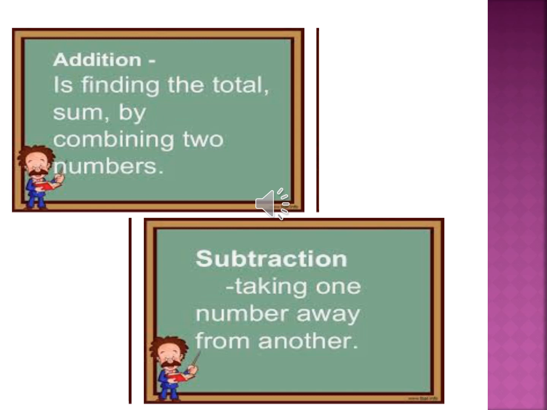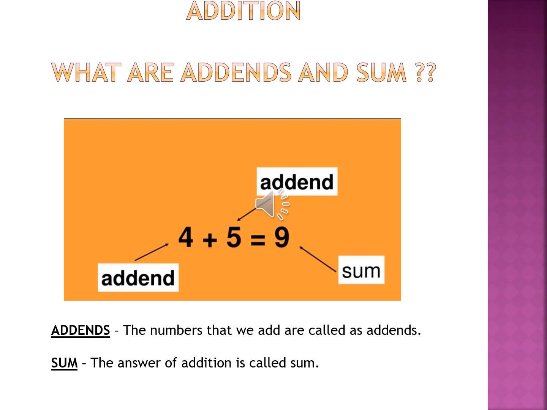Now, in this chapter, we have to add and subtract large numbers. The method of addition and subtraction for large numbers is the same as for smaller numbers. Let's take up a very small example. 4 plus 5 is 9, right? So, if you see on the screen, the 4 is called an addend, the 5 is also called an addend, and 4 plus 5 is 9, and 9 is called the sum.